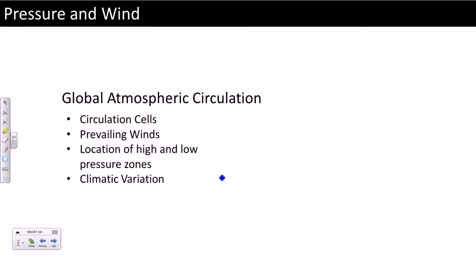Atmospheric circulation. This is chapter 18, where we'll be talking about circulation cells, prevailing winds, location of high and low pressure zones, and finally a little bit about climatic variation. Of course, we won't cover chapter 20, but if you're interested in studying a little bit more about climate and climatic zones, then chapter 20 would be a good place to start.